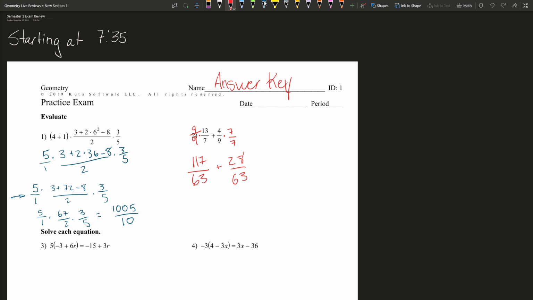And then once we have the denominators the same, then we can just add the numerators. So 117 plus 28 is 145. And then that's your answer. You don't have to simplify or anything. I just want that.